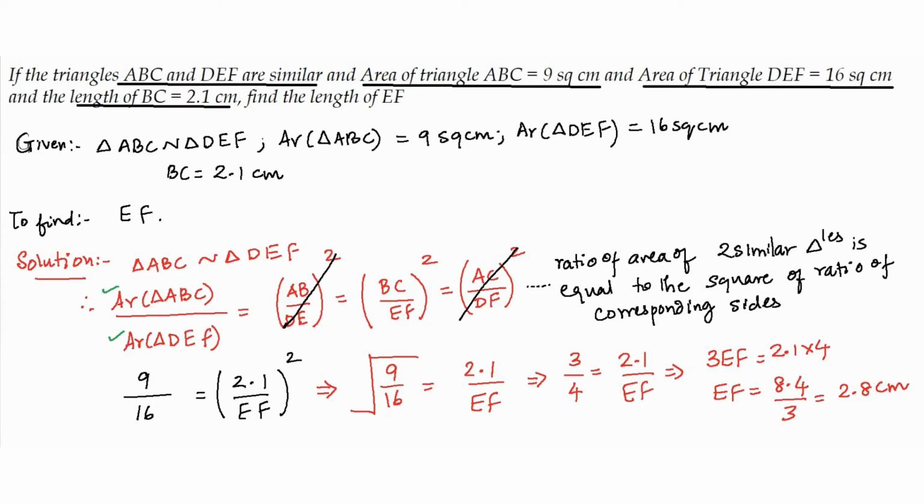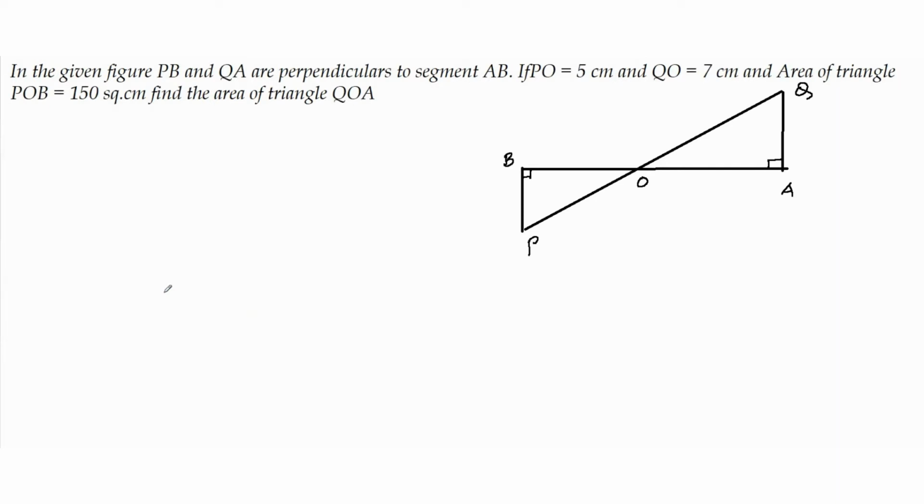Okay, let's continue with the next question. Looking at this question, in the given figure, PB and QA are perpendiculars to segment AB. So if you see this diagram, it's given that PB is perpendicular to AB, which means that angle B is 90 and angle A is also 90. PO is given as 5 centimeters. So the length of PO is 5 centimeters and length of QO is 7 centimeters.